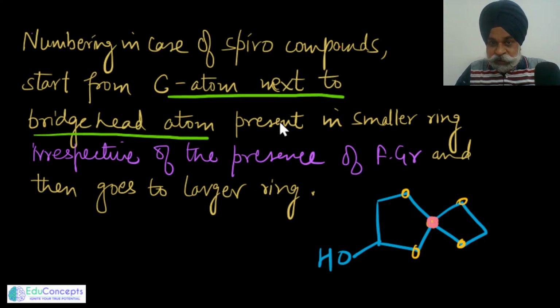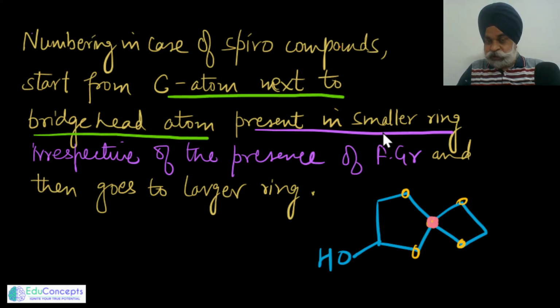But which one is to be selected? Next to the bridgehead, present in the smaller ring. You have to start the numbering from the carbon next to the bridgehead in the smaller ring, irrespective of the presence of any functional group, and thereafter you have to go to the bigger ring. So here, how do I have to number it now?